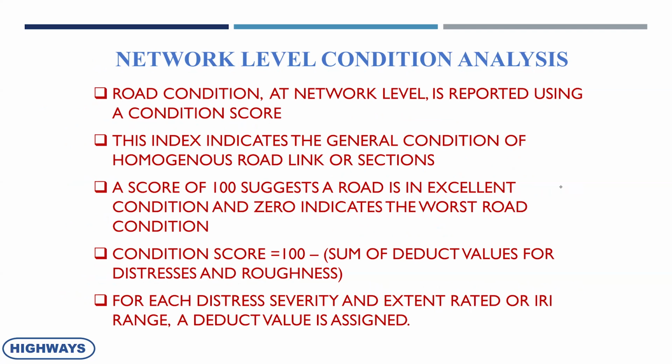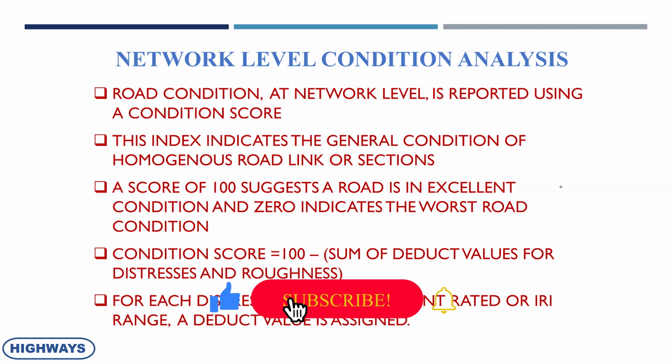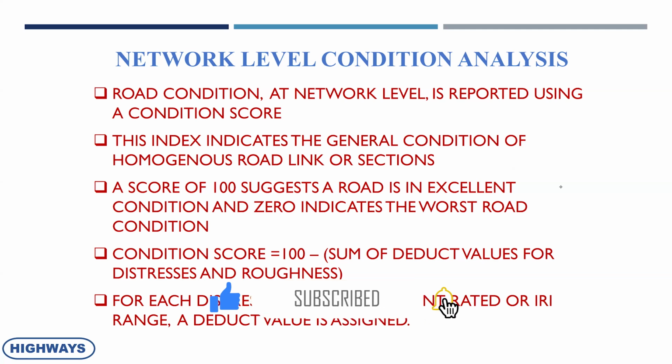Now, mostly we use the network level to do our condition assessment. And then once we do that, we come out with the condition score. The condition score or index indicates the general condition of the homogeneous road section. The score normally is 100. If the road condition score is 100, it means that the road is in excellent condition. If it's 0, then it indicates that the road is impassable, it's in the worst state. This is how the road condition score is computed.